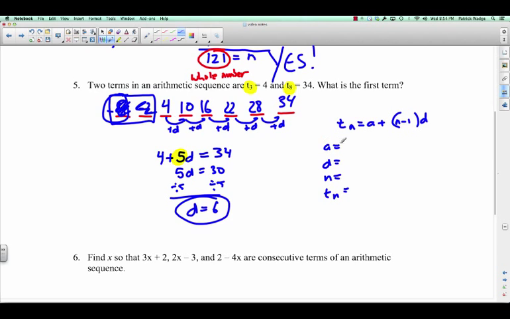No, that's what we're trying to figure out. Do we know the difference? Yes, you just figured that out. It's 6. Now, n and tn, what are we going to do there?